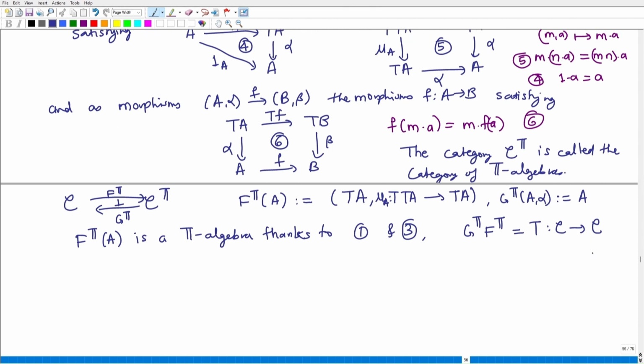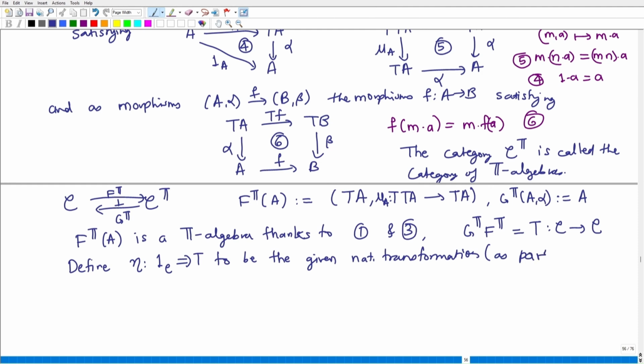Okay. Then what is the unit of this adjunction? I mean, we haven't checked anything here, but define eta from 1C to T to be the given natural transformation. I mean, given as part of T, because T already contains T, eta, mu.